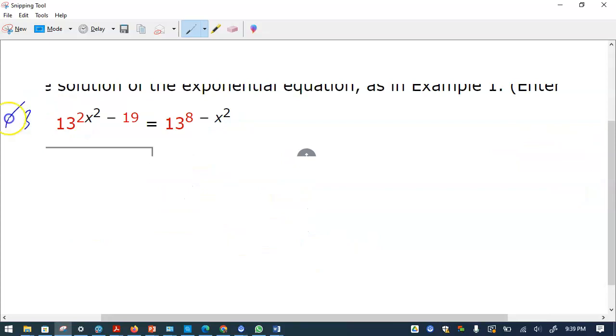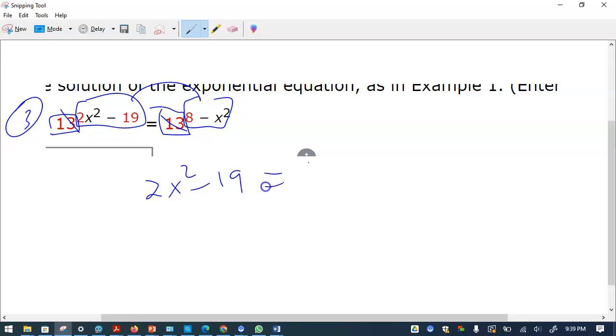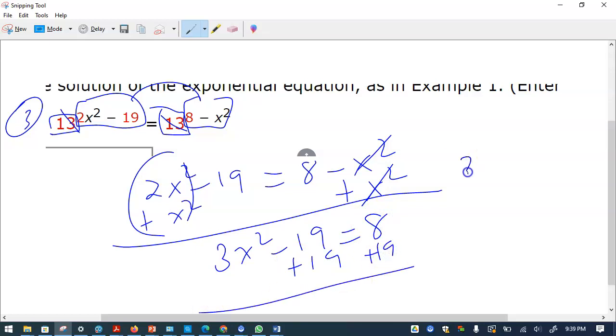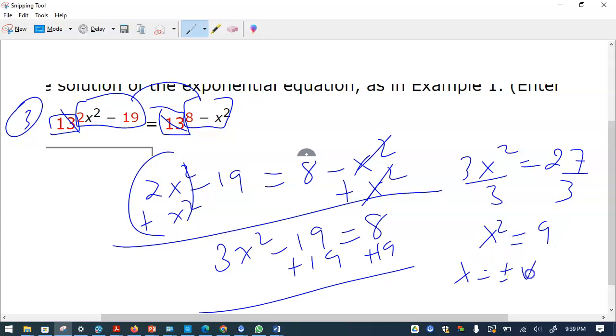Practice problem 3. If you see, this one has the base as 13 for both, so we can just cross it out and the exponents become equal. So that means 2x squared minus 19 equals 8 minus x squared. Get the variable on the left side, so add x squared to both sides. This crosses out, and this combines to get 3x squared minus 19 equals 8. Add 19 to both sides, and you get 3x squared equals 27, then divide by 3, you get x squared is 9, and then you take plus or minus the square root, and you get x equals plus 3 and minus 3, and you're done.